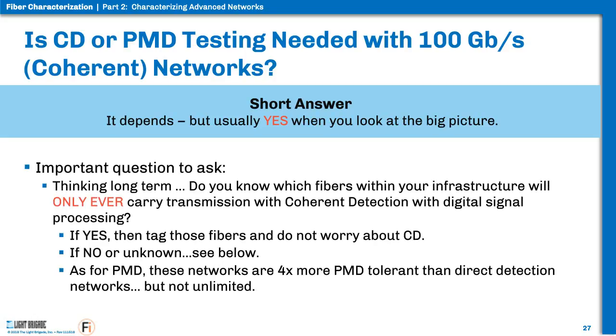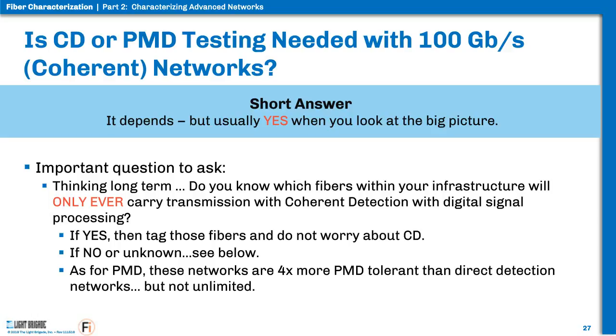When you're installing cable and you're going to be running 100 gig, is that the only speed, 100 gig or higher, with coherent that you're going to be using on that cable? The fact of the matter is, in most cases, companies change what they're doing with the fiber. They may use certain fibers in the cable for certain speeds and others for other speeds.